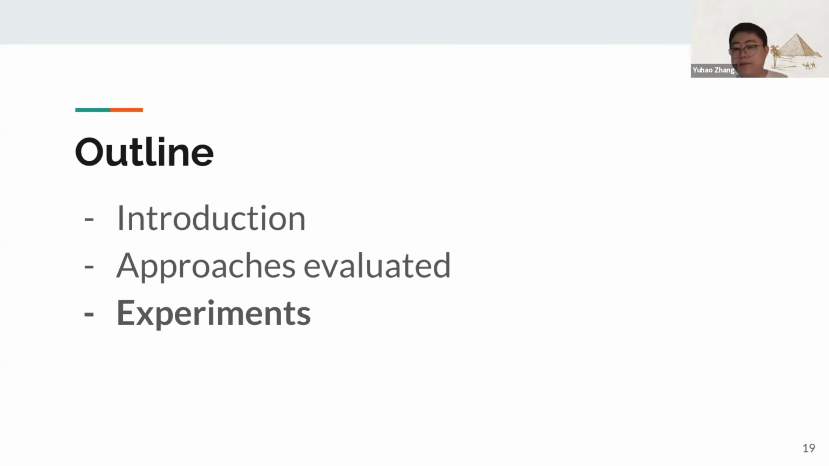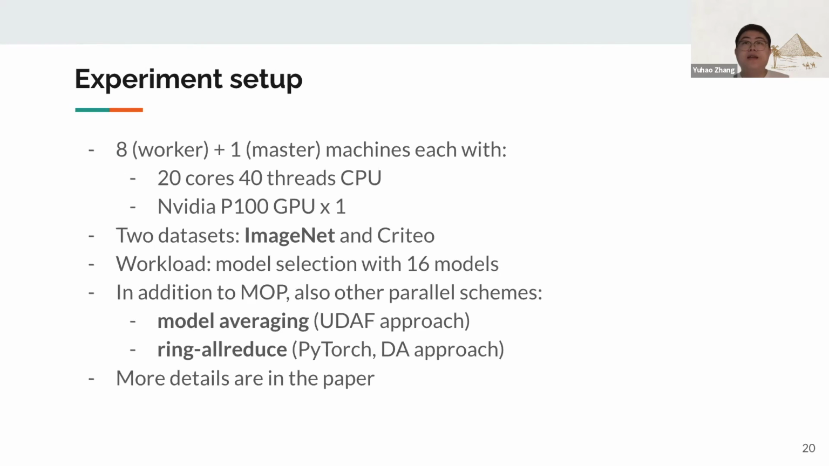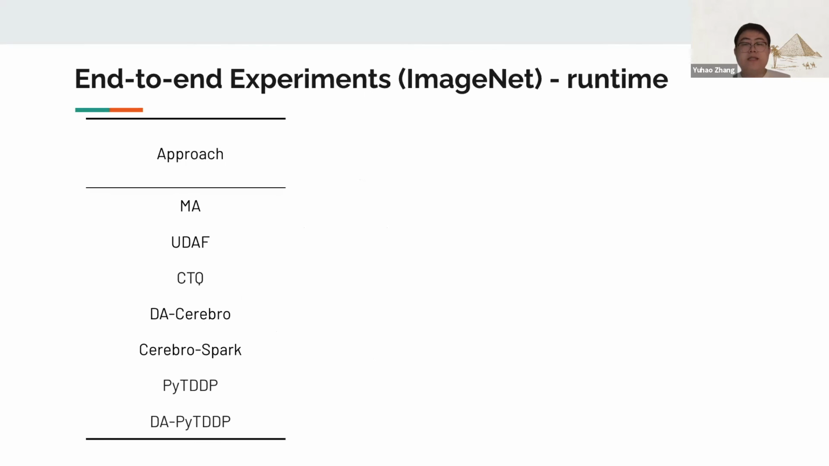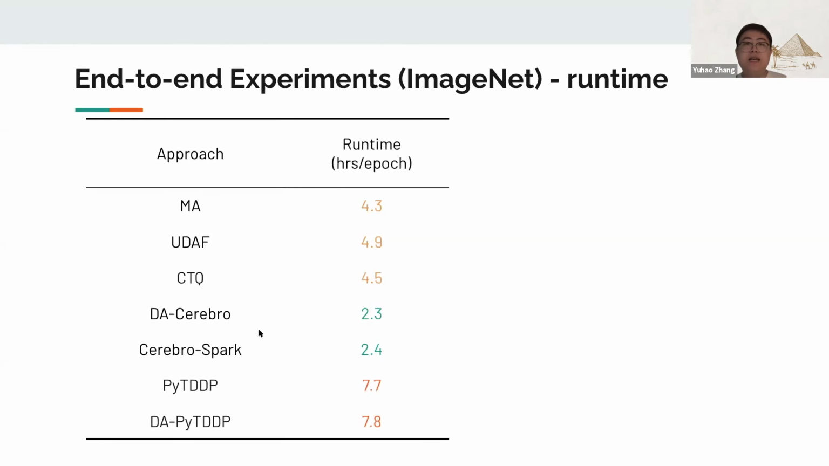Okay, now it's time to see some numbers. Here's the experiment setup. We used an 8-node cluster. In addition to MOP, we also include comparisons with other training schemes: model averaging implemented as a UDAF, and ring all-reduce. We used PyTorch and implemented it as a DA approach. First, on the runtime and resource utilizations, we see that DA Cerebro, along with Cerebro Spark, dominate, followed by model averaging, UDAF MOP, and CTQ MOP.